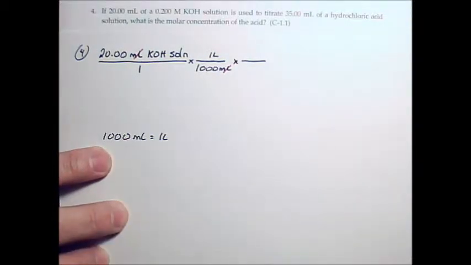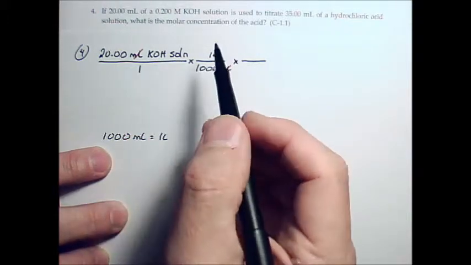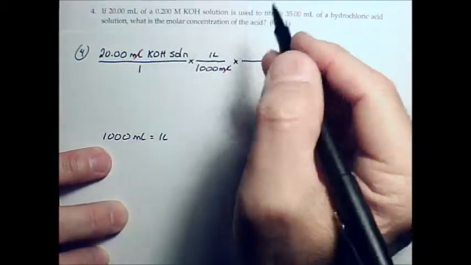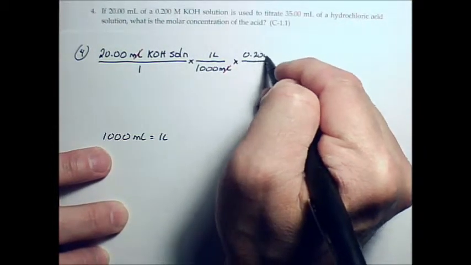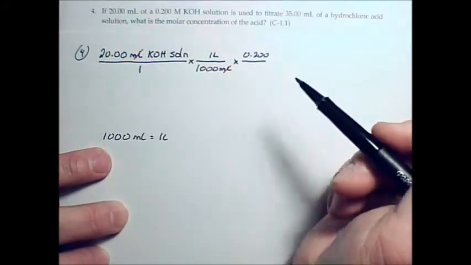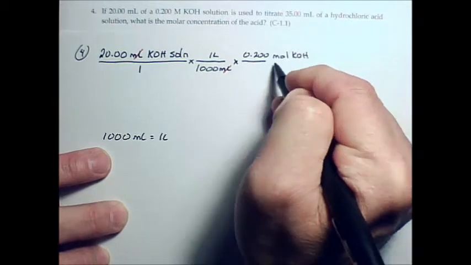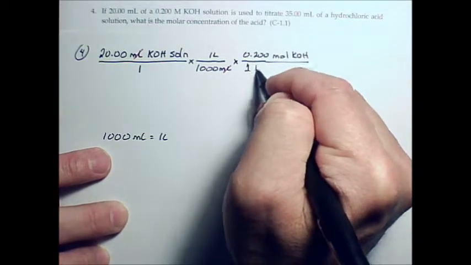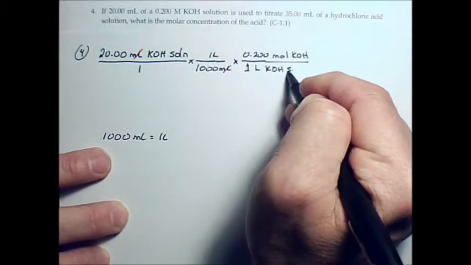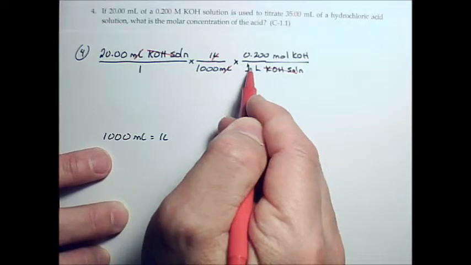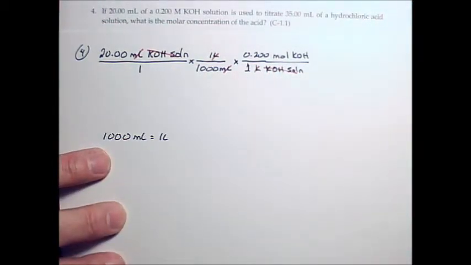All right. So now we have liters of KOH solution, and we can use the concentration to convert to moles. So if we use that 0.200 molar concentration, writing it as a fraction, where we have moles KOH over 1 liter of that KOH solution, I cancel everything but moles. Once I have moles, now I'm ready to go from one species to another. That's where I need a balanced equation.